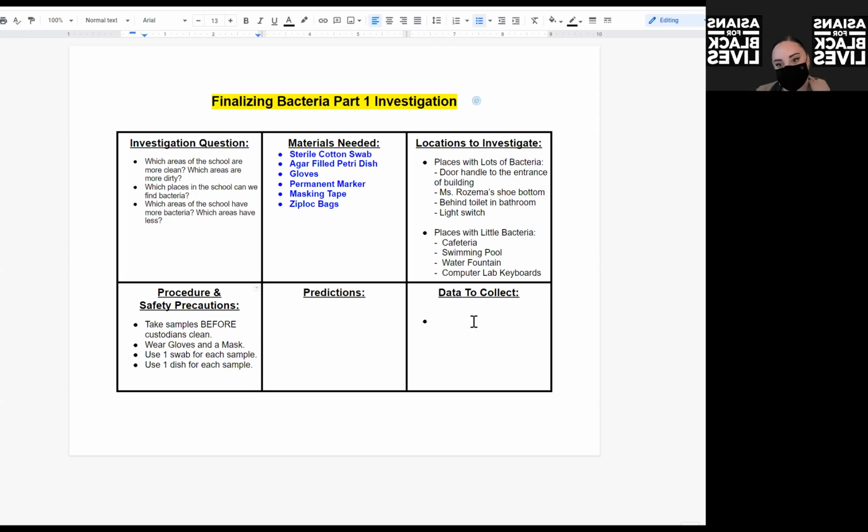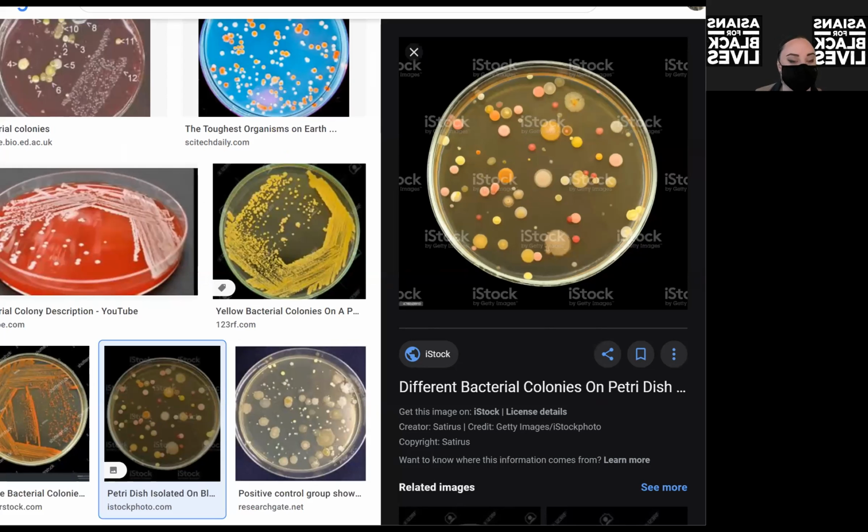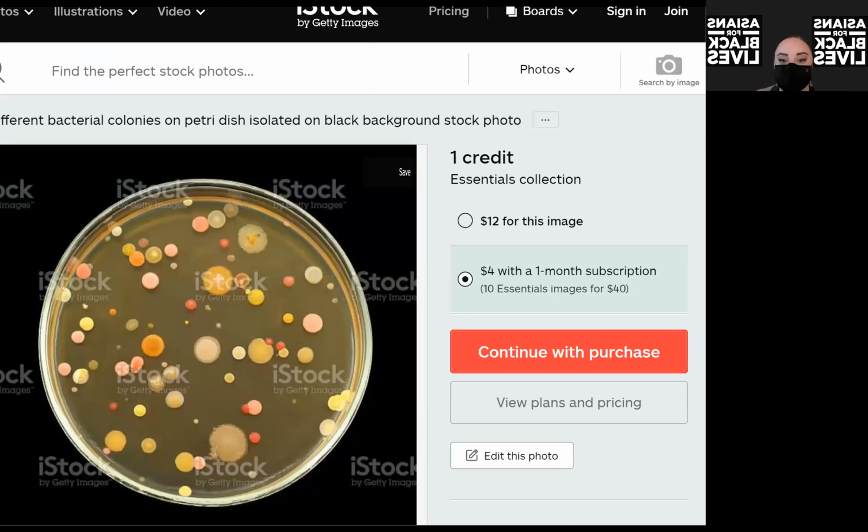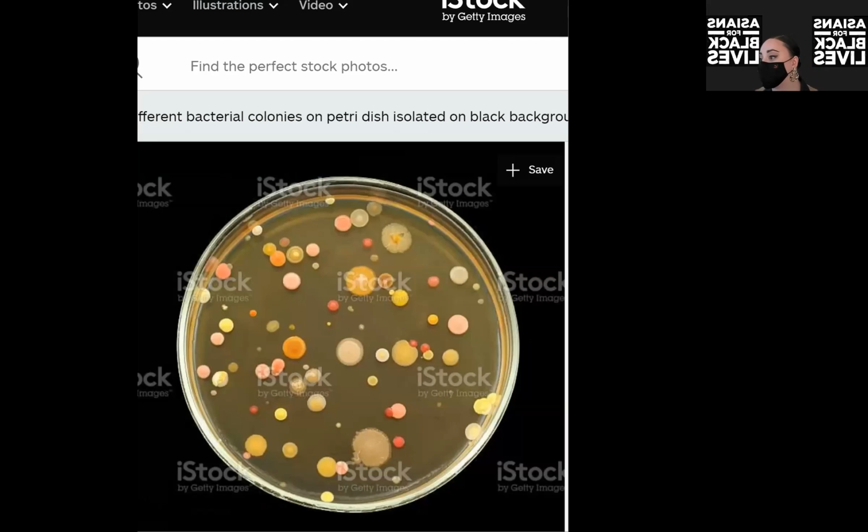Okay, now data to collect. You had to look up in your homework assignment what bacterial colonies looked like. And you probably went right to Google. And here we have a really good picture of what bacterial colonies look like.